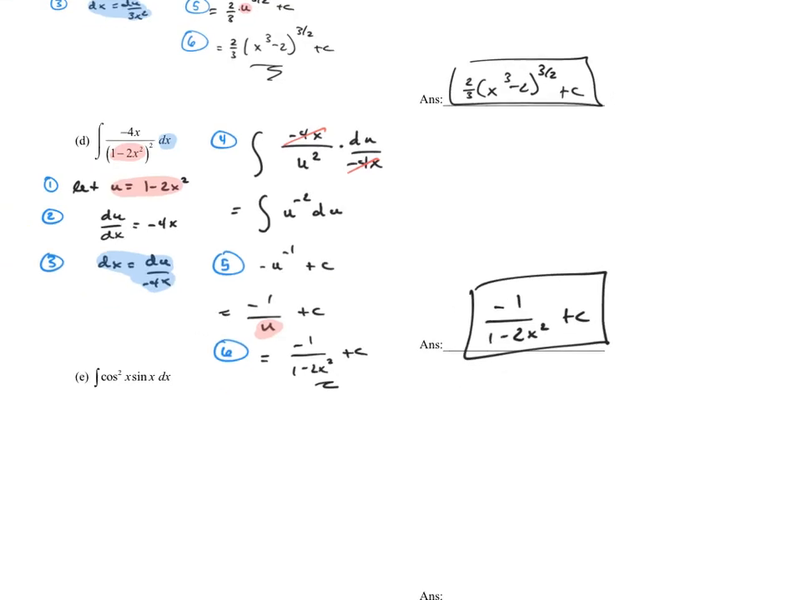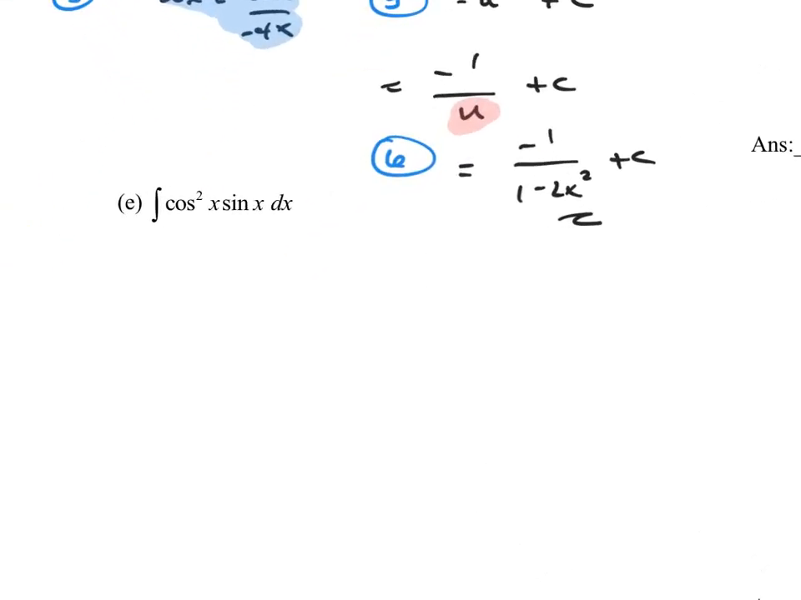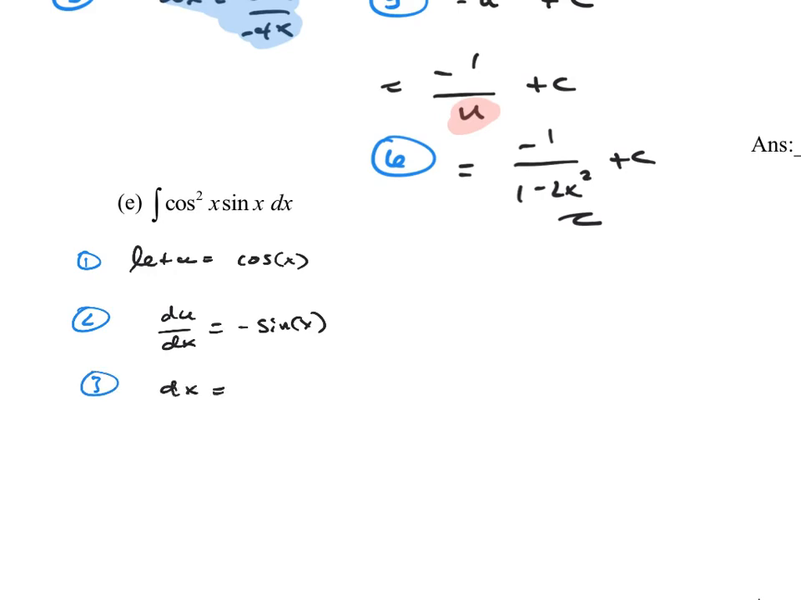Okay. Let's move on to the last problem on this page. How about the integral of cosine squared x sine of x? Again, you're looking for which one has the higher power here. So in this case, that's cosine of x. So we're going to let u equal cosine of x. When we do that, we move on to step 2, differentiating both sides. We'd have du dx equal the derivative of cosine of x, remember that negative sign, it's negative sine of x. So if we solve for dx, we would have dx equals du over negative sine of x.